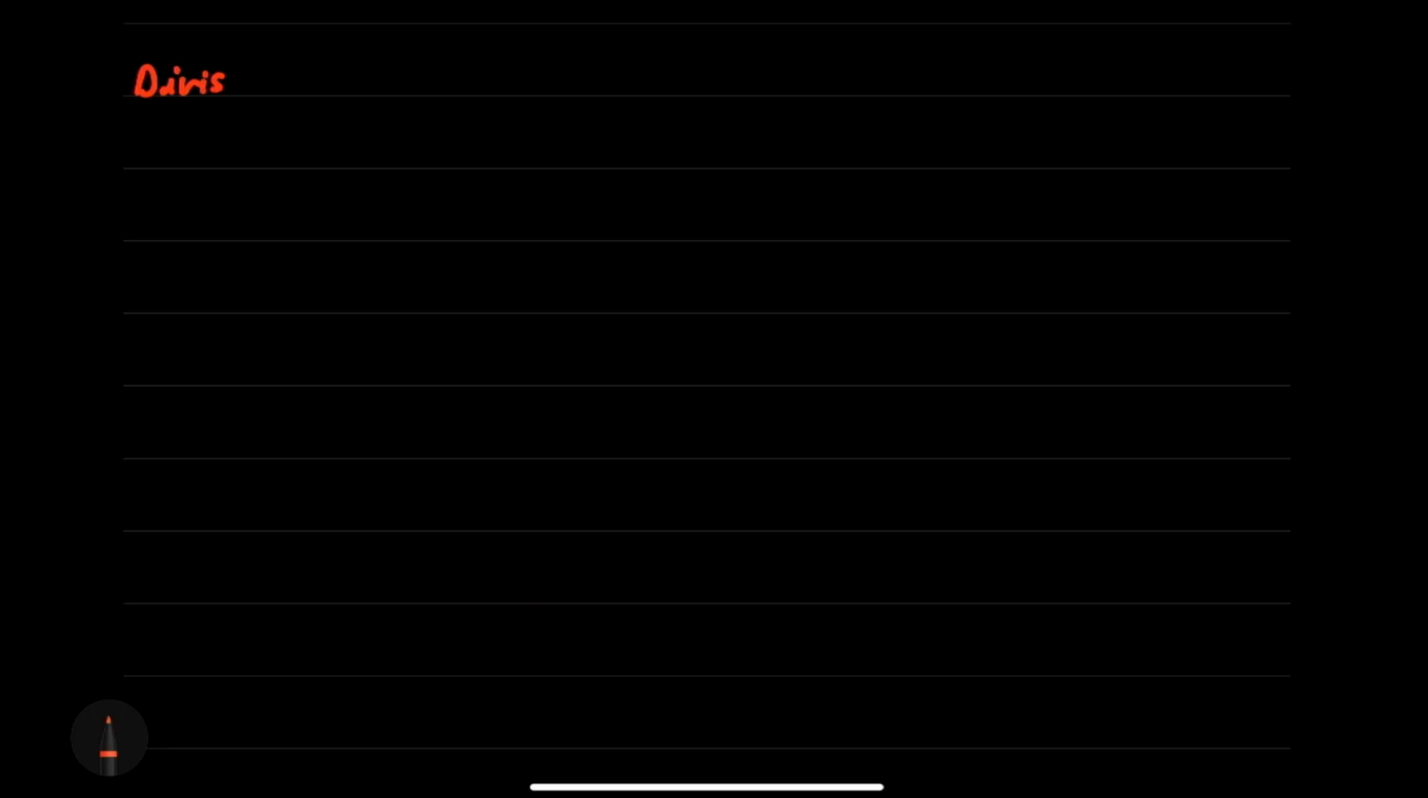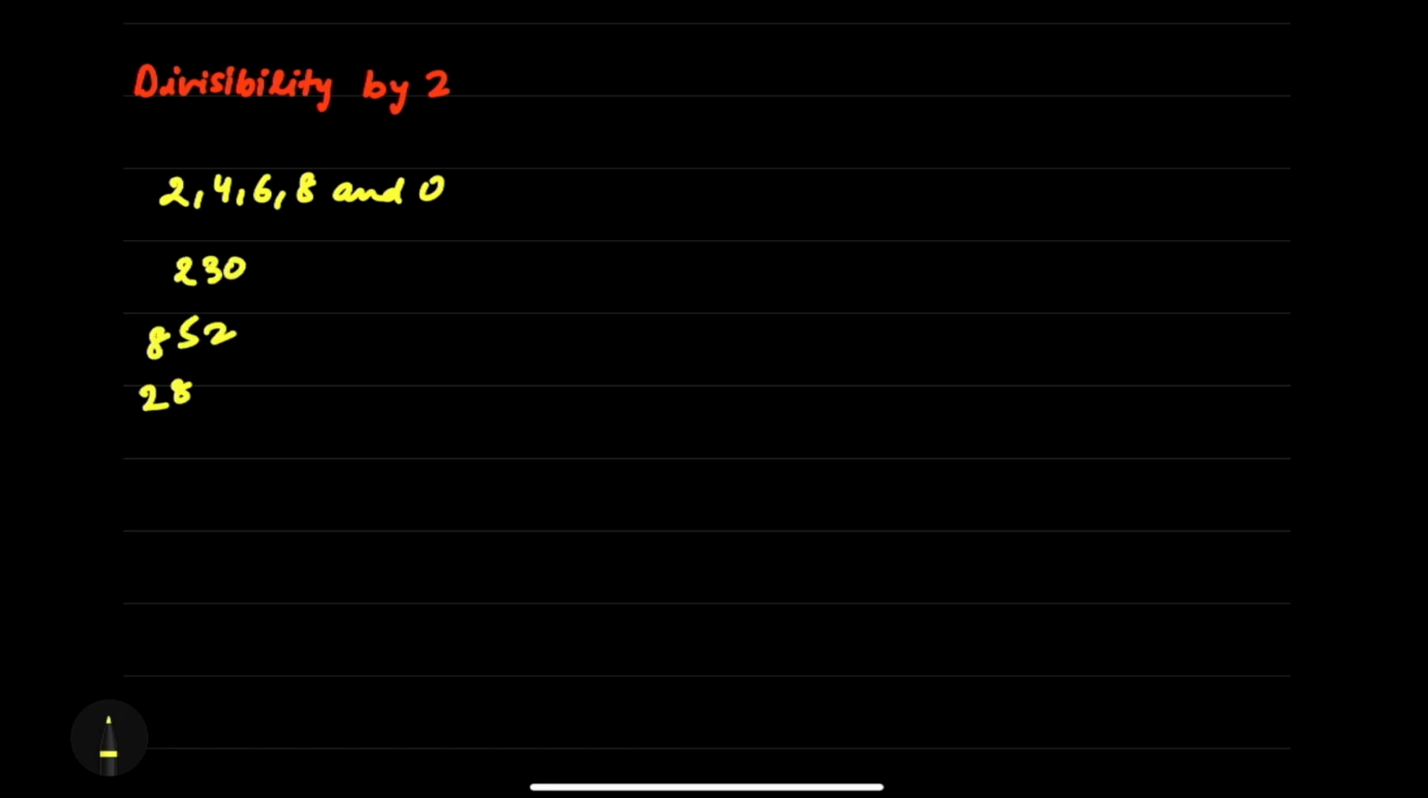Now let's recap divisibility by 2. In order to have divisibility by 2, we need an even number at the unit place. That means anything from 2, 4, 6, 8 and 0. Right. So in examples such as 230, 852, 2854, 331, which one would be divisible by 2?